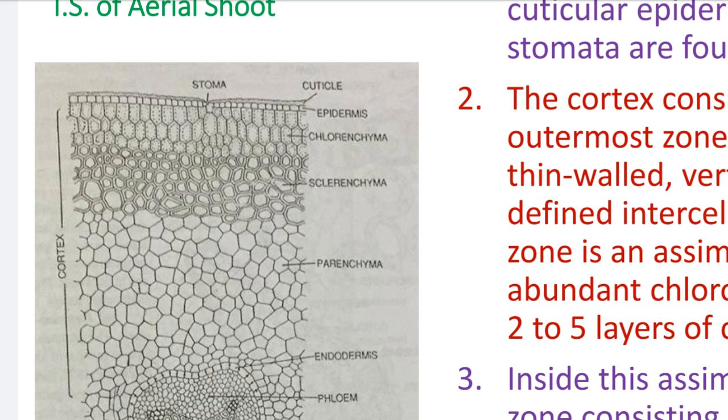So below the epidermis there is a cortex, and the cortex is divided into external chlorenchyma, then middle sclerenchyma, and inner parenchyma. Okay, the inner parenchyma is made by thin-walled parenchymatous cells, and this region is involved in the storage of food material. So there are three parts of the cortex: external chlorenchyma involved in photosynthesis, below it sclerenchyma which gives mechanical support, and below the sclerenchyma a parenchymatous region involved in the storage of food material. The major portion of the stem is occupied by this parenchymatous cortex region.